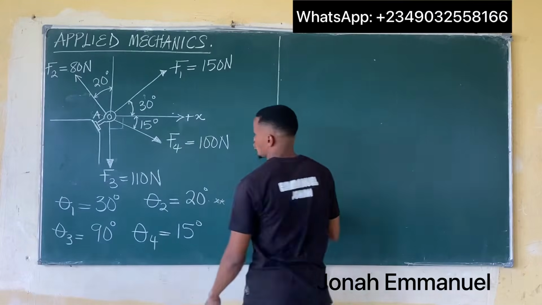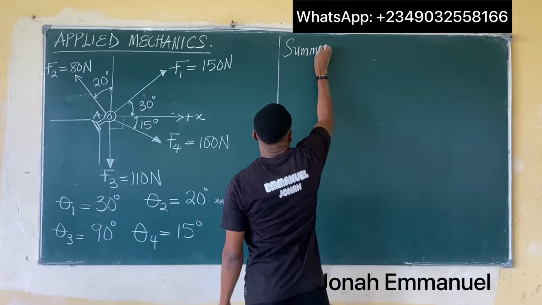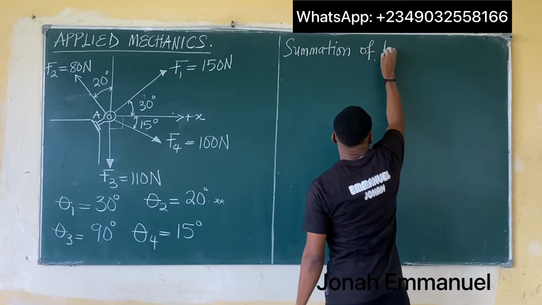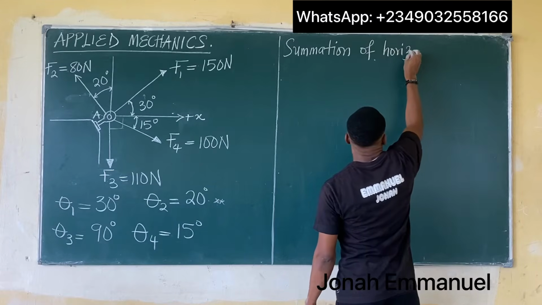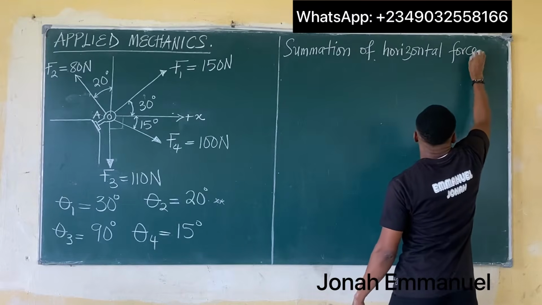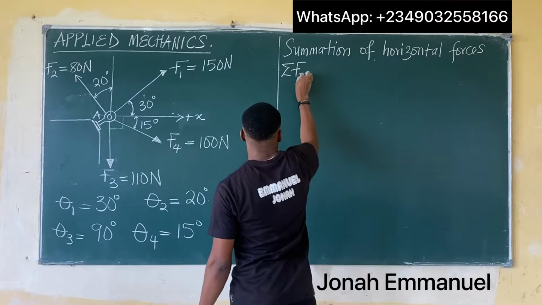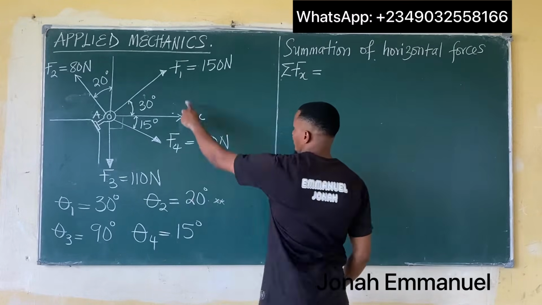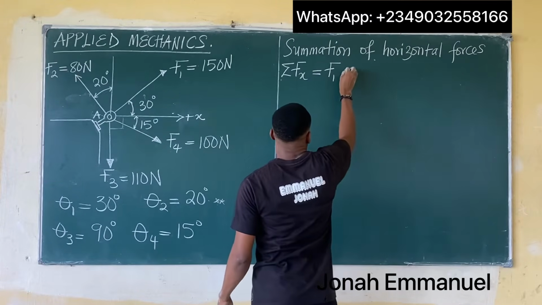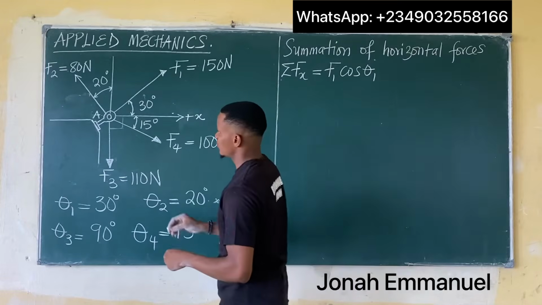Alright, let's get the summation of forces. So the summation of horizontal forces. Sigma Fx is equal to, start with F1, of course, to the horizontal, that becomes F1 cos theta 1. Next up, F2.